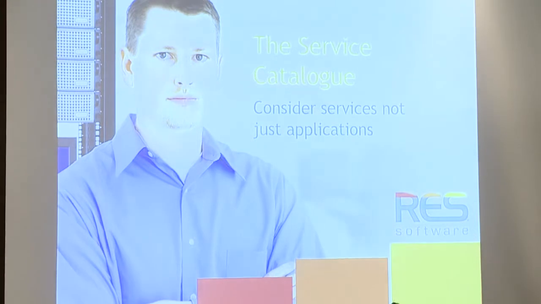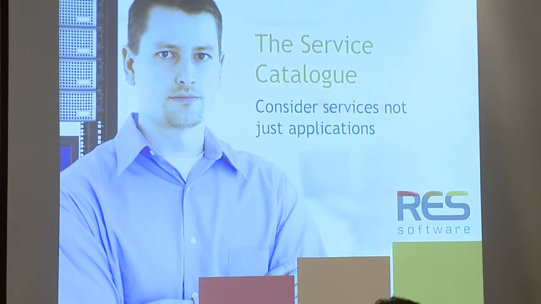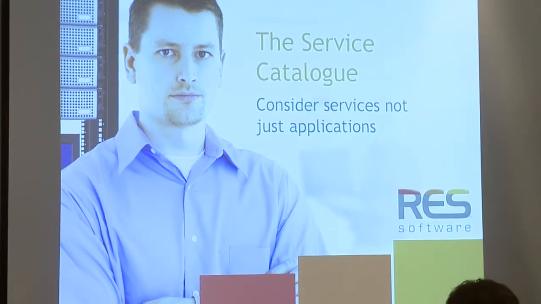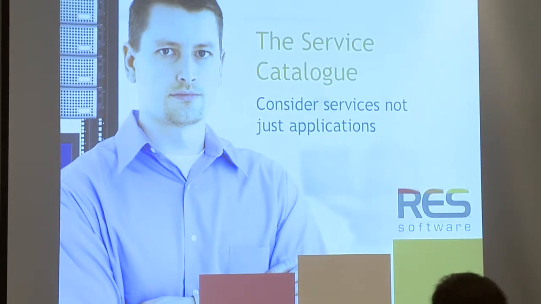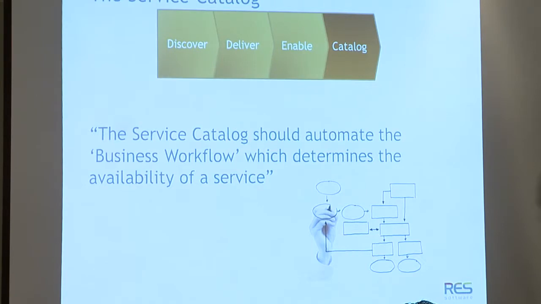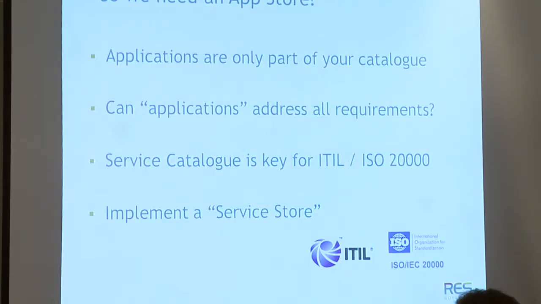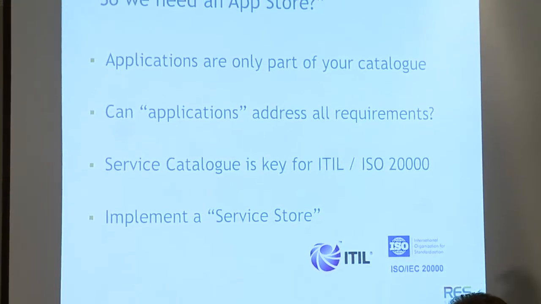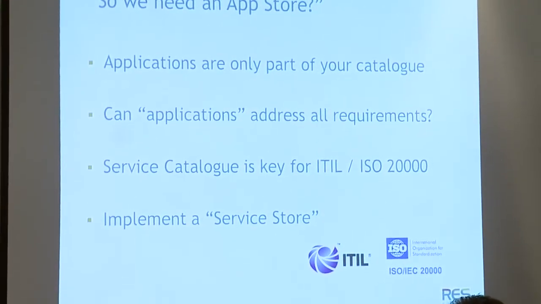In terms of the next step, once you are able to deliver services to a user, once you're able to control how that experience works for the user, you can then start to think about a service catalog and actually making this a self-service environment. The service catalog automates the business workflow. It looks at the user, the requirement for the service, and it delivers them appropriately.